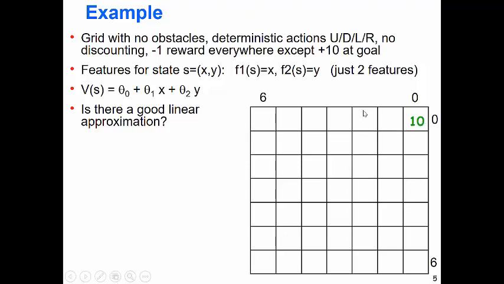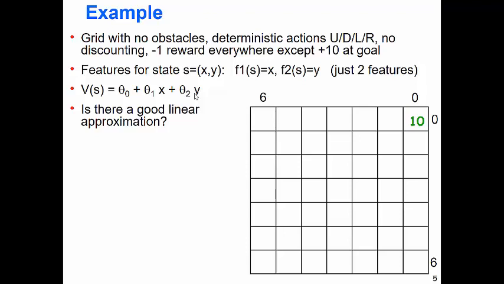Manhattan distance is basically the sum of the coordinates. 10 minus the Manhattan distance from this position. And since this is 0, 0, the Manhattan distance is just the coordinates. So what values can we set here that will perfectly model this value function?